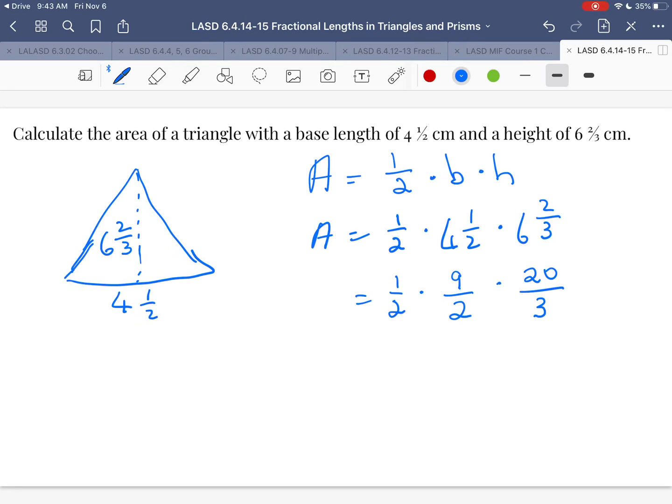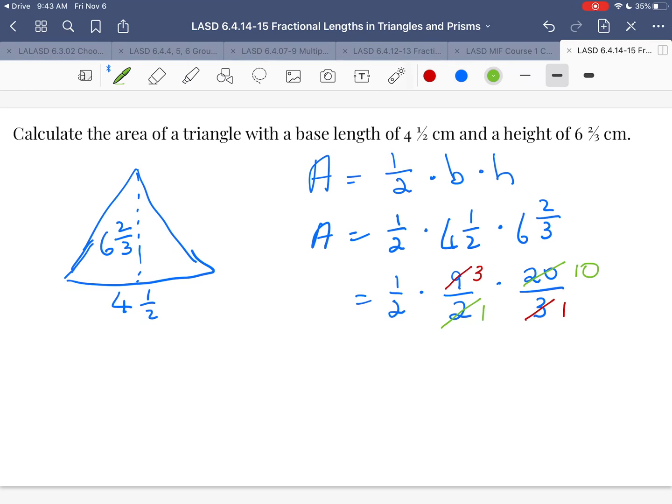So to make the numbers easier, I can actually do some cross-cancelling here. So I'm going to start with the 9 and the 3, and the greatest common factor there is 3. So 9 divided by 3 is 3, and 3 divided by 3 is 1. And I can also do some cross-cancelling with one of the 2's and the 20. So the greatest common factor is 2. So 2 divided by 2 is 1, and 20 divided by 2 is 10.